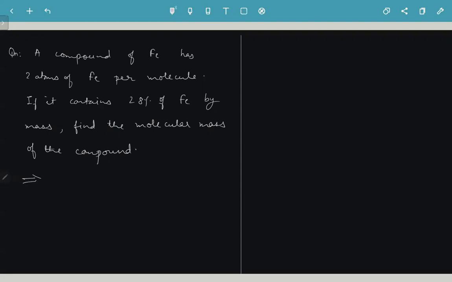Try it. A compound of iron has 2 atoms of iron per molecule. If it contains 28% of iron by mass, find the molecular mass of the compound. We need the data of atomic mass of iron to solve it. Atomic mass of iron is equal to 56. Try now.